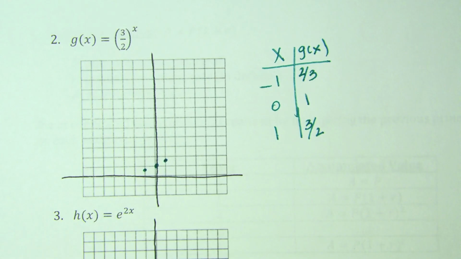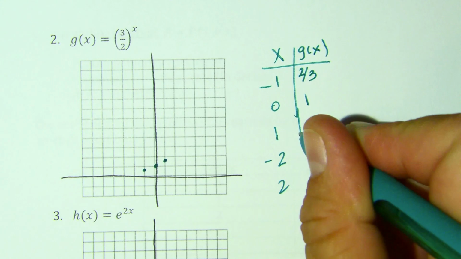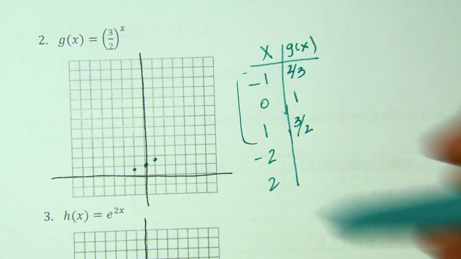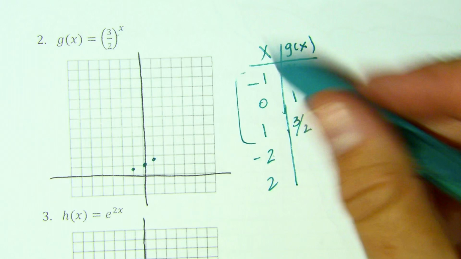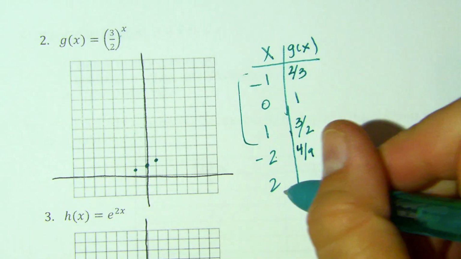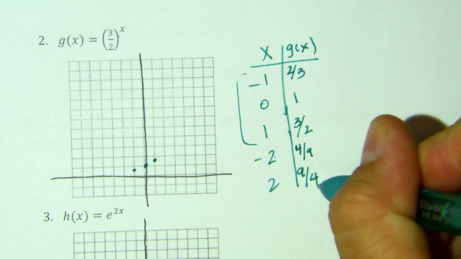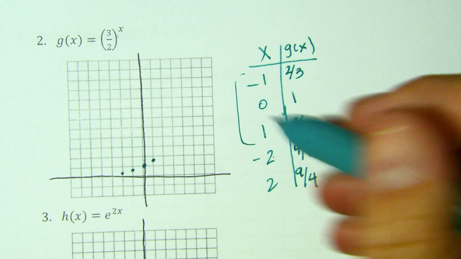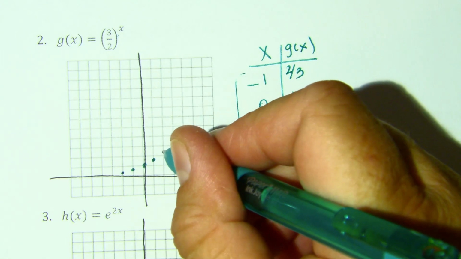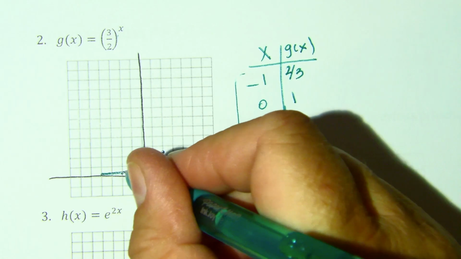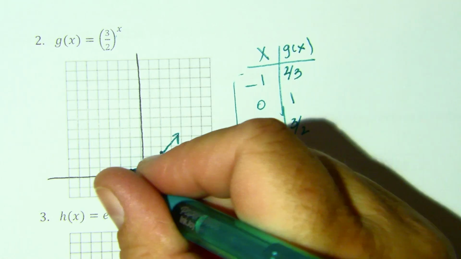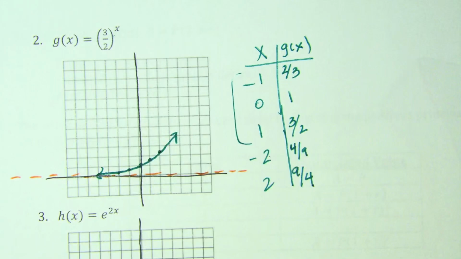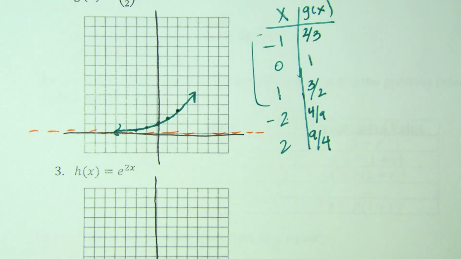If I wanted to, I could plot a few more points. If I wanted to do -2 and +2, again, you can always do more, but at bare minimum, you need to have 3. So plugging in -2, again, that would flip it, and then squaring this, I'd have 4/9. And at 2, I would have 9/4. Well, 4/9 is a little bit less than 1/2, and 9/4 is a little bit more than 2. And so you can see, because that base is pretty close to 1, we have a pretty flat graph here. Don't want to forget my horizontal asymptote. Okay, and that is our graph.